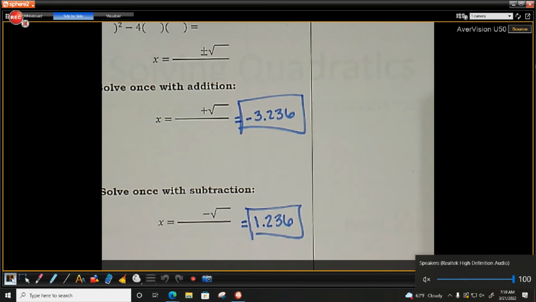Are we seeing how the quadratic formula isn't too terrible? It's messy, but if you can substitute it in correctly, we get the right answer. Okay? The next one we are going to simplify it. Okay.